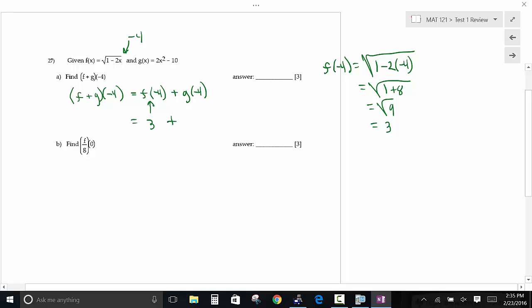Again, I try to make things on a test that are pretty straightforward without a calculator. Nothing really major. Okay. Now we're going to do g of negative 4.